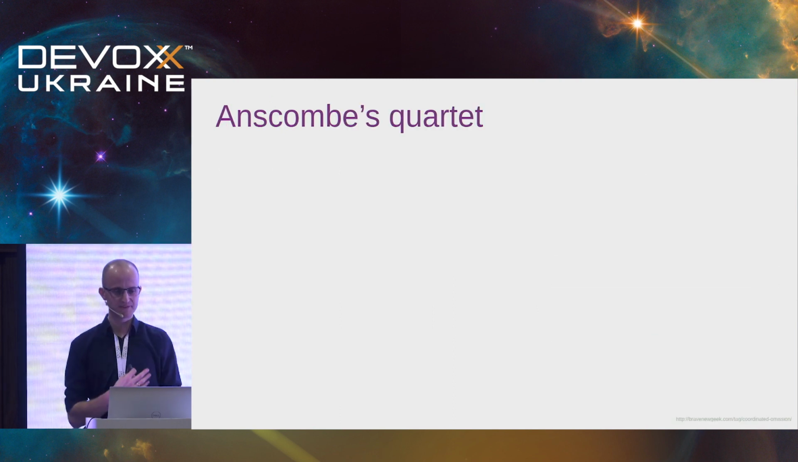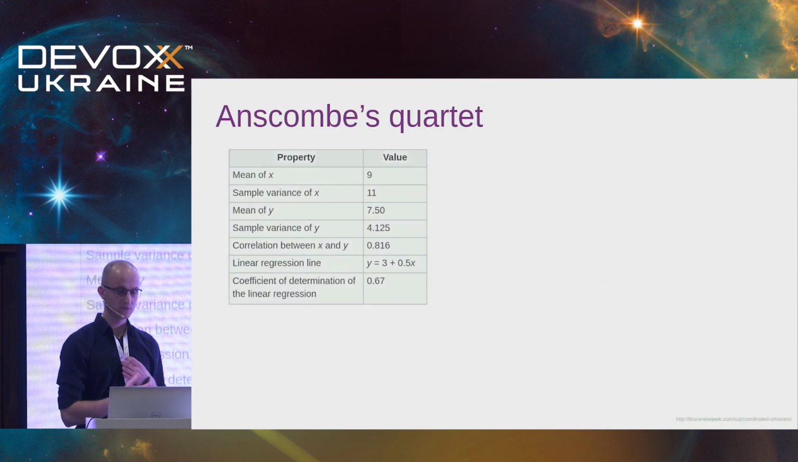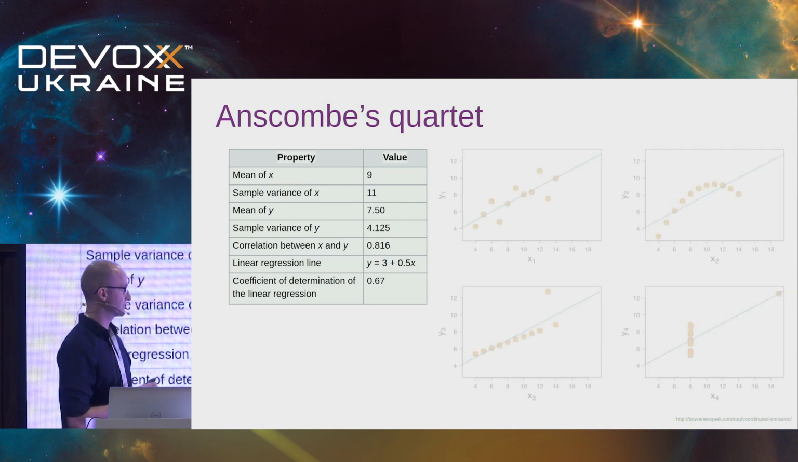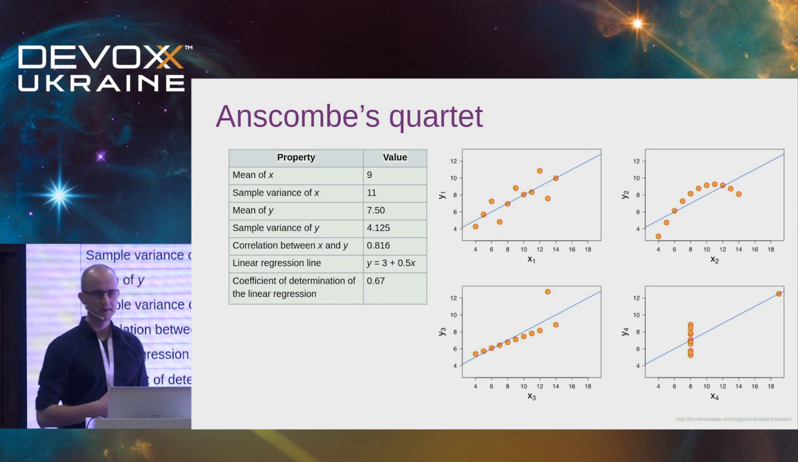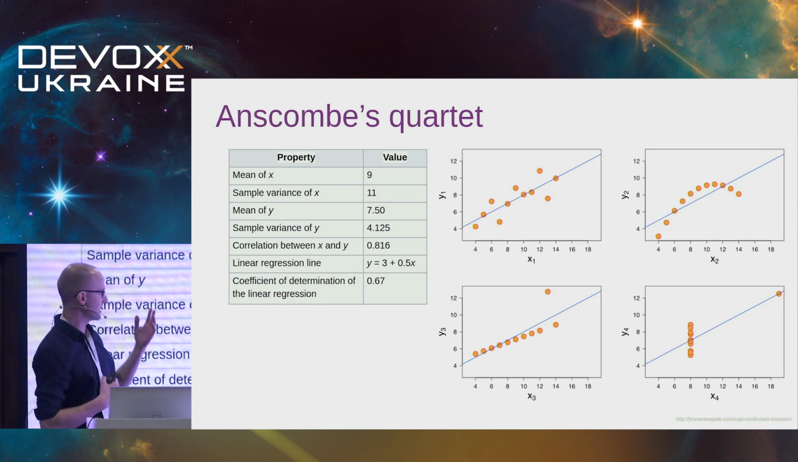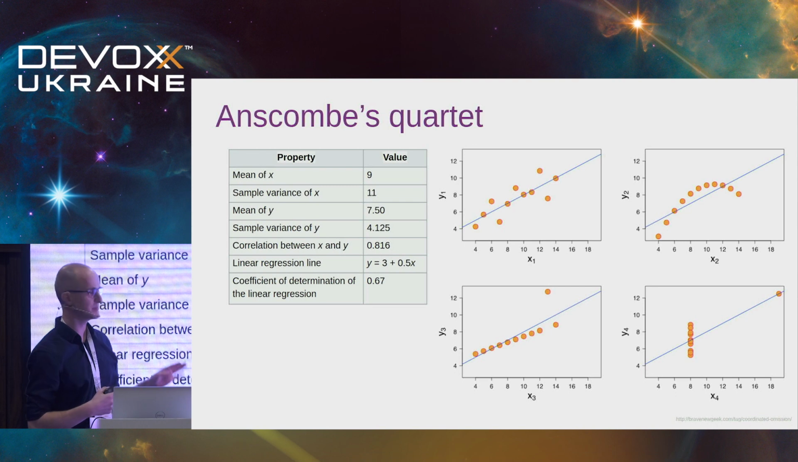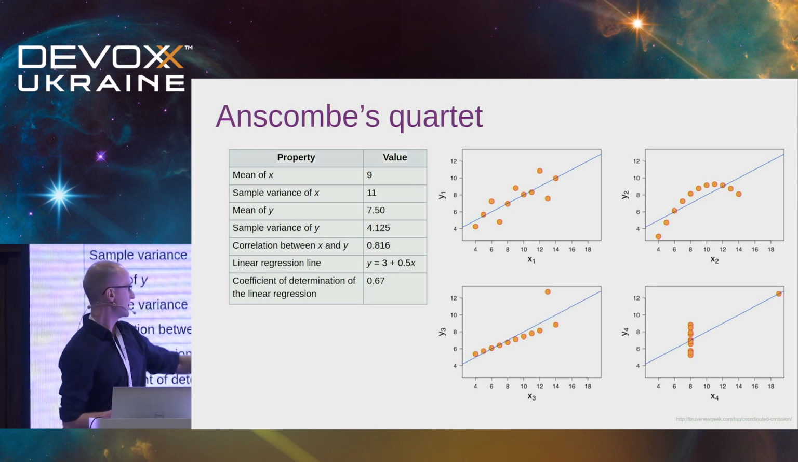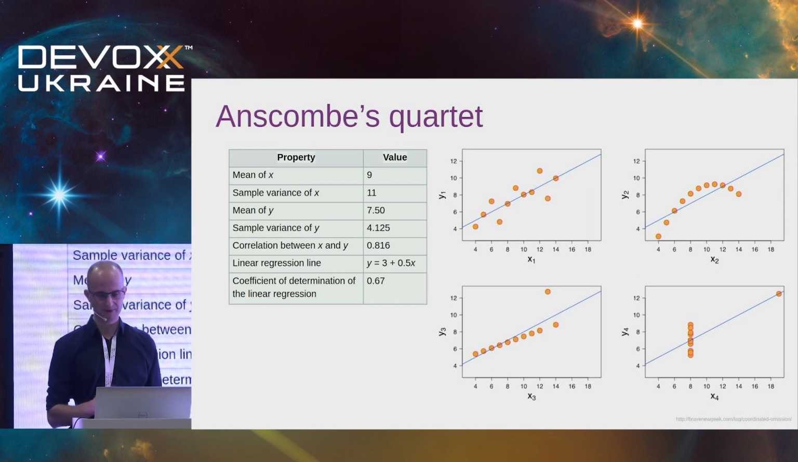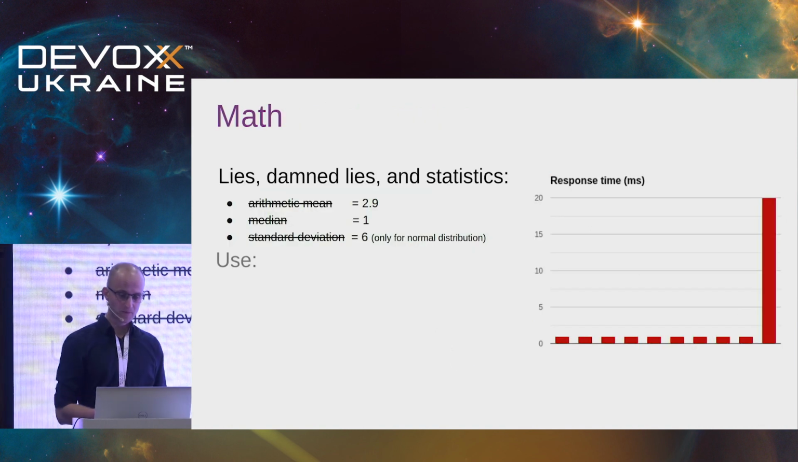Another example of statistic nature could be Anscombe's quartet, which determines 4 different data sets with nearly identical statistical properties, yet when represented as a graph, it looks completely differently. So imagine that those are your performance characteristics, completely different graphs, and the numbers are the same. Crazy. So what should we use then?